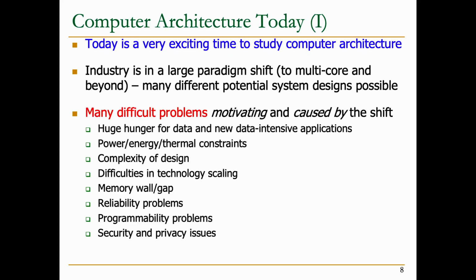However, this paradigm shift causes many more challenges and problems. For example, huge hunger for data and new data-intensive applications, power, energy, thermal constraints, as well as complexity of the design. So it's no longer a simple architecture. You have heterogeneous architecture where you have many processors or many accelerators. So this for sure will increase the complexity and programmability of such architecture.